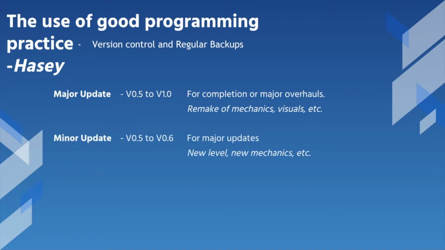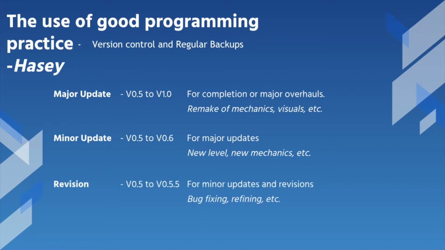Then we have minor updates, so for instance, version 0.5 to version 0.6, and that's for major updates within the program, for instance like a new level or new mechanics in a game. And then there's also revisions, so from 0.5 to 0.5.5, and that's for very minor updates and revisions such as bug fixing and refining and etc.